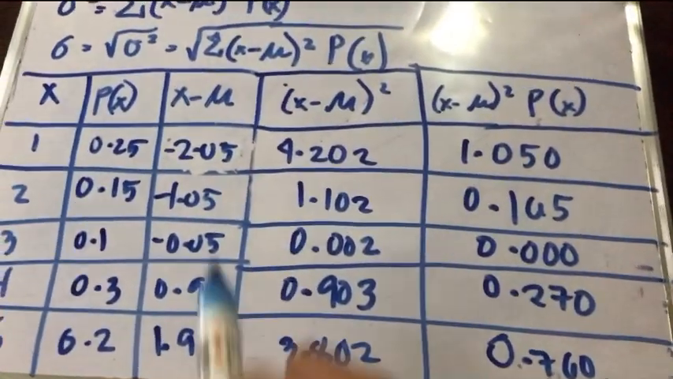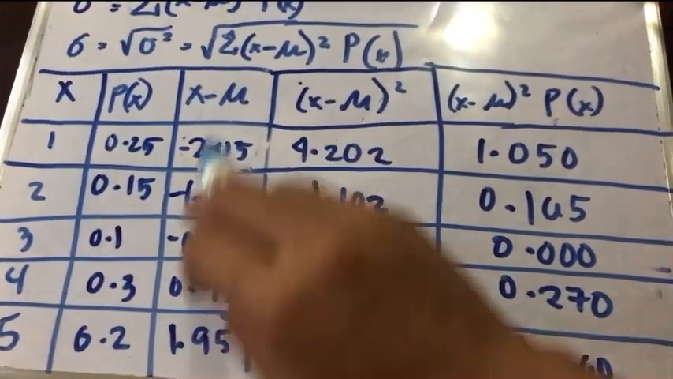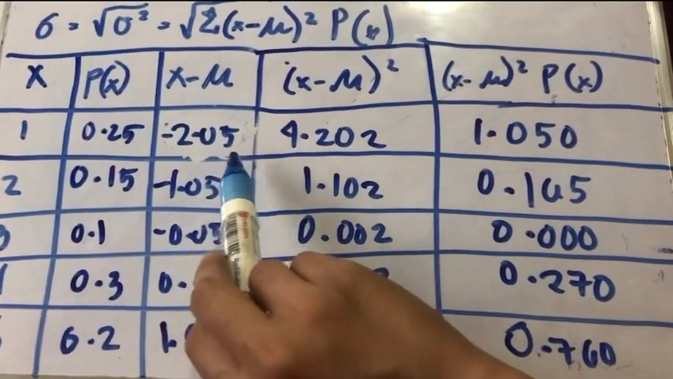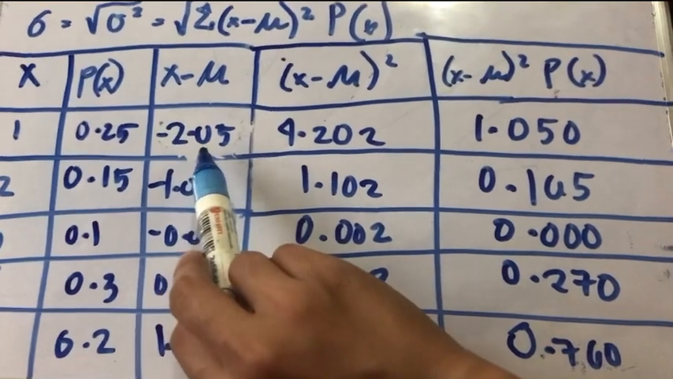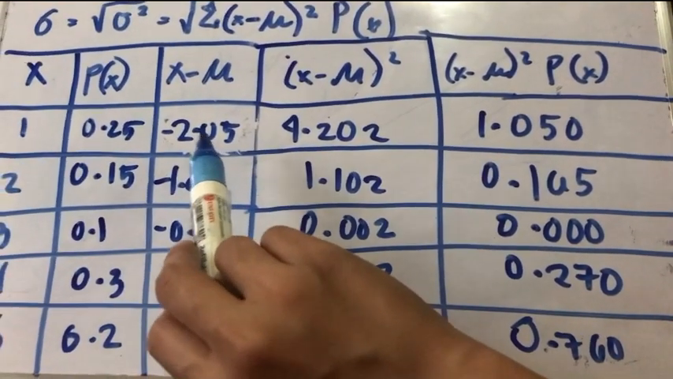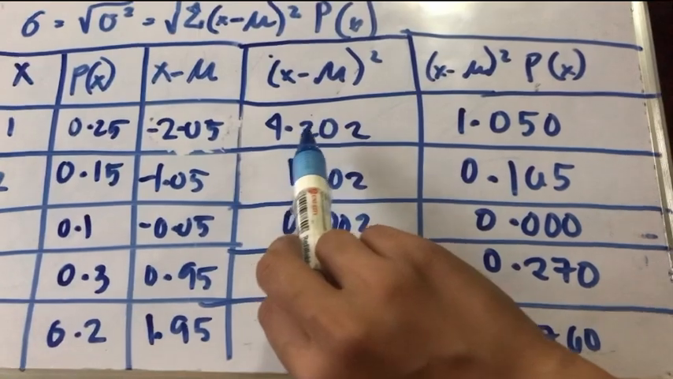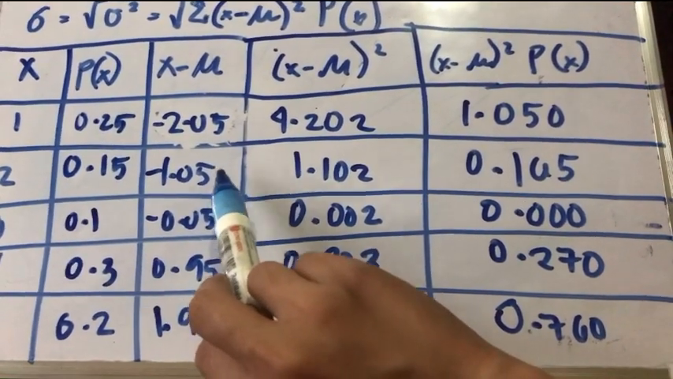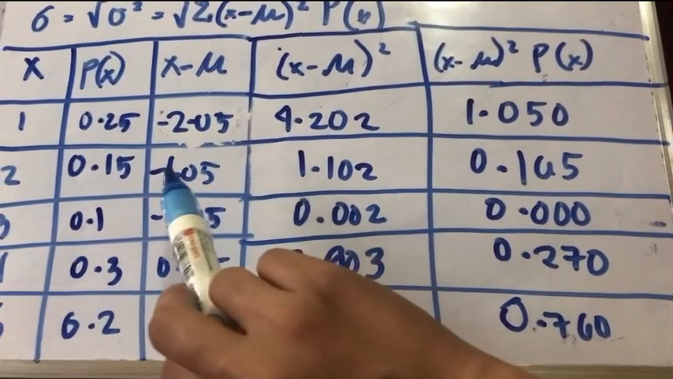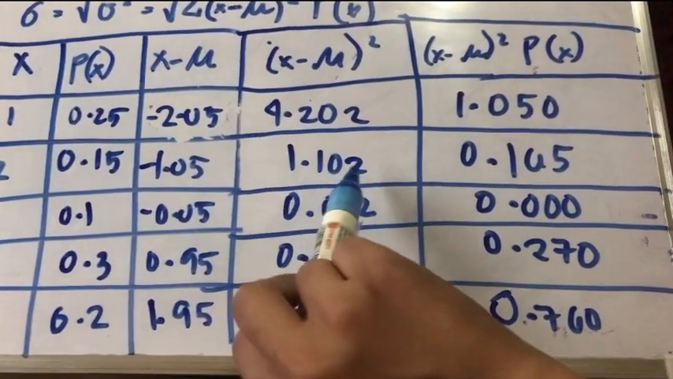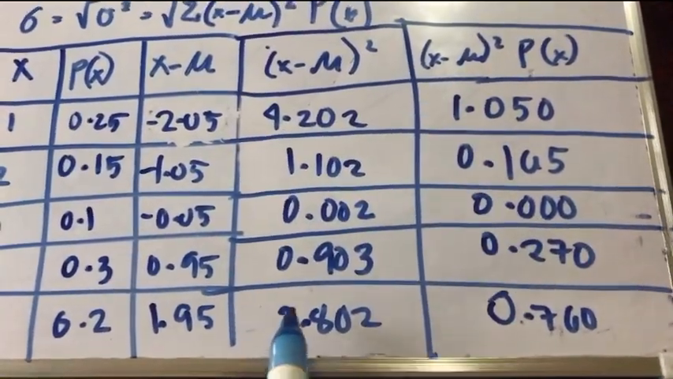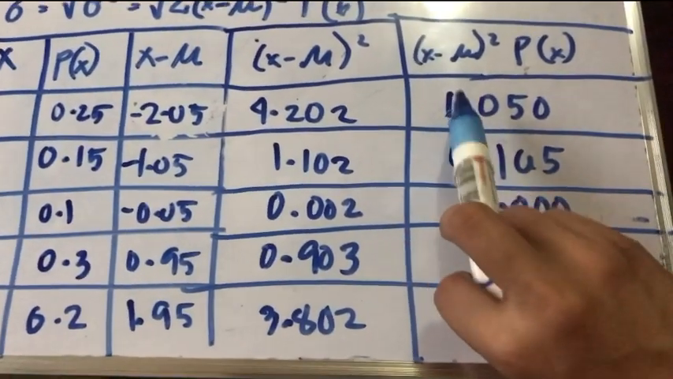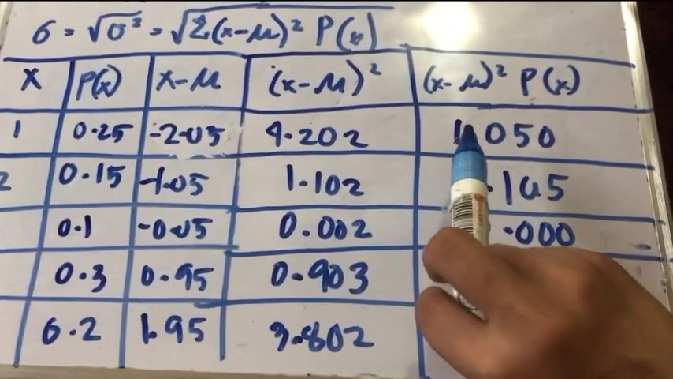Now the next step is to square these. We square their differences. So negative 2.05 squared, or negative 2.05 times negative 2.05, that is 4.202. Negative 1.05 squared, or negative 1.05 times negative 1.05, that is 1.102. The rest will follow. So after getting this, we are now almost done, almost over to the final step.